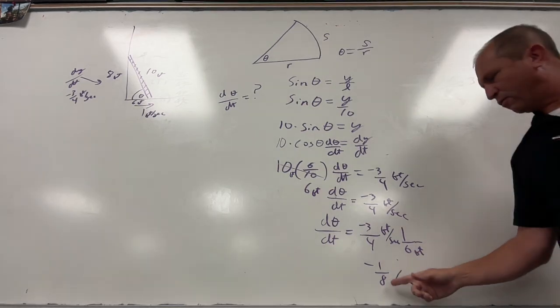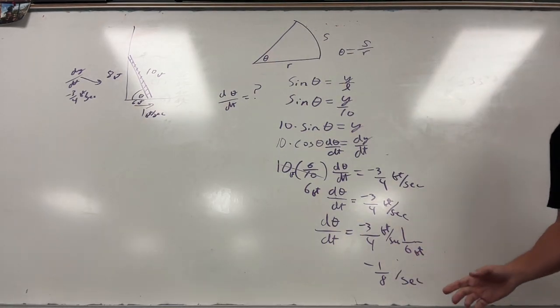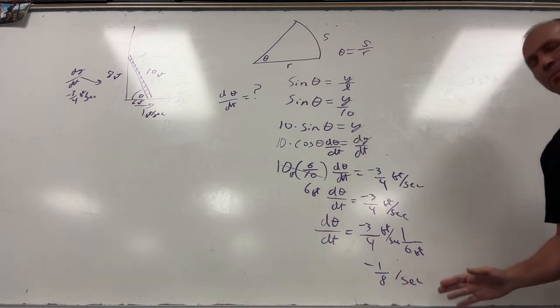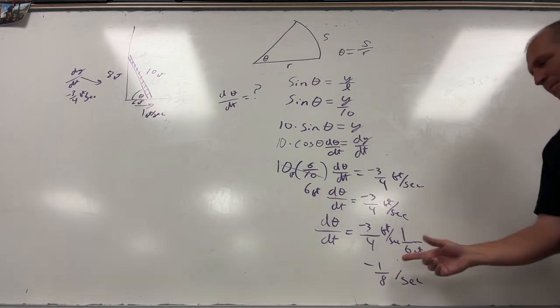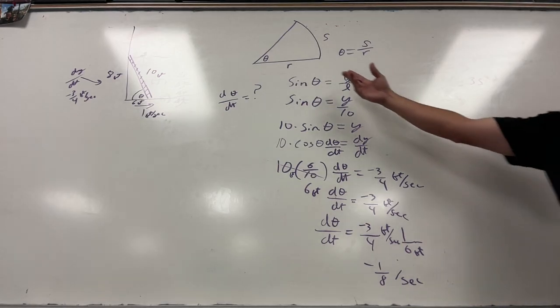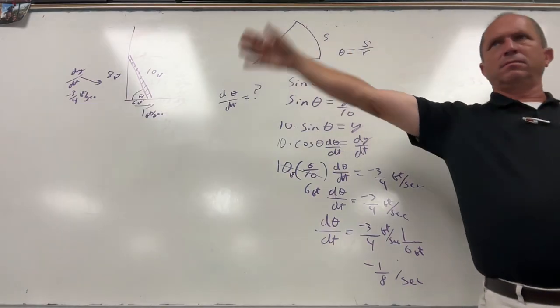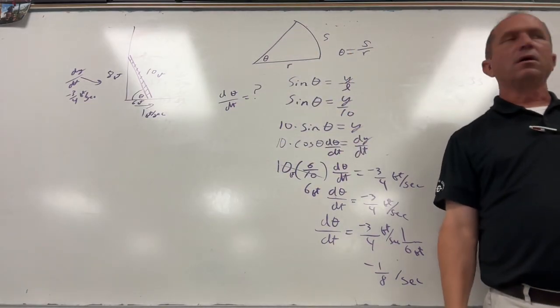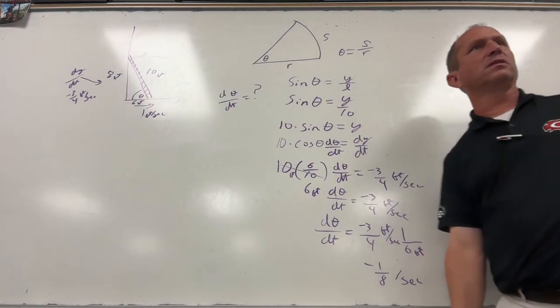So it's negative 1/8. You can say radians per second if you just don't feel comfortable about leaving per second as your units. But negative 1/8 radians per second or negative 1/8 per second is fine. This is approximately 57 degrees. No, that's not exactly right, but it's close to 57 degrees.